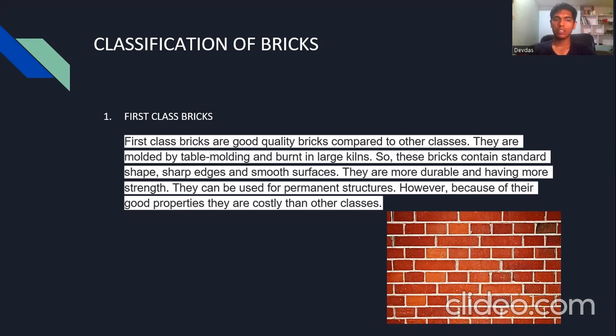First class bricks are good quality bricks compared to other classes. They're molded by table molding and burnt on a large scale. These bricks have a standard shape, sharp edges, and smooth surfaces. These are basically the highest class of brick, and of course they're higher in cost.